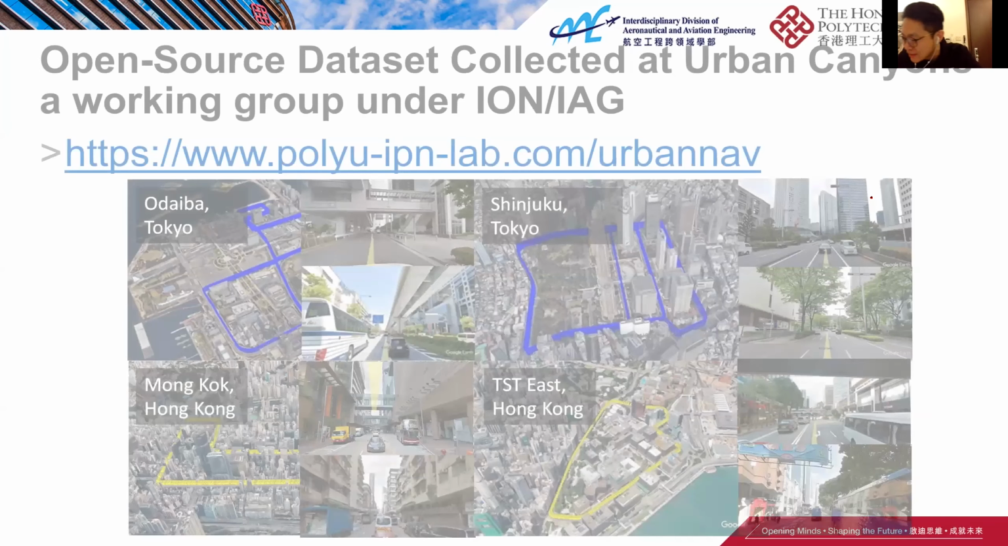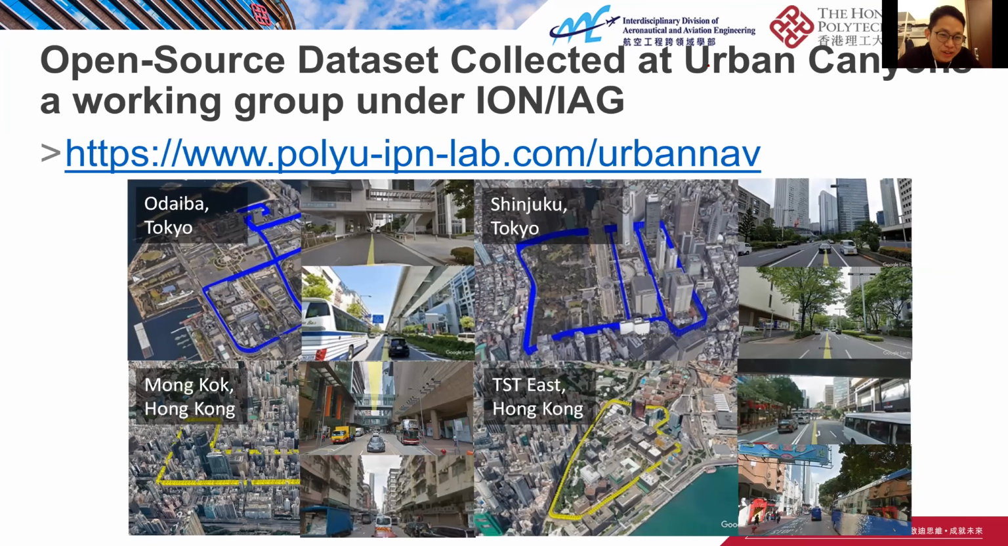And one last thing, I'm using the last few minutes to do a little bit of advertisement. So I proposed an idea in ION and also IAG that we're trying to open source the data we collected in Hong Kong urban canyons and also Tokyo urban canyons. In Tokyo, you have Odaiba and Shinjuku. In Hong Kong, you have Mongkok and Tsim Sha Tsui. If you're interested, search Google for UrbanNav.